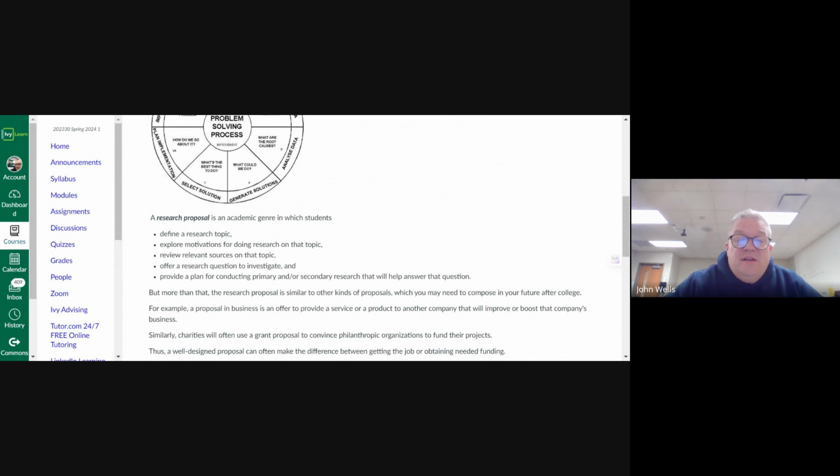This is an academic genre, as it says, in which you define a research topic. What is it that you're trying to look up? What is it that we're trying to discover? What is it that we're trying to write about and share? Because you want to be knowledgeable about that topic before you start making decisions on what you're going to do, right?